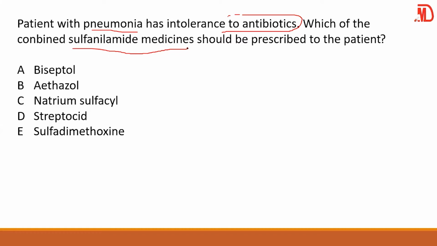And the sulfanilamide drug that you need to use, actually these kinds of drugs are folate antagonists. And the combined one is called cotrimoxazole, C-O-T-R-I-M-O-X-A-Z-O-L. Cotrimoxazole, which is the same as Biceptol. Don't just look at the name and go for another one.